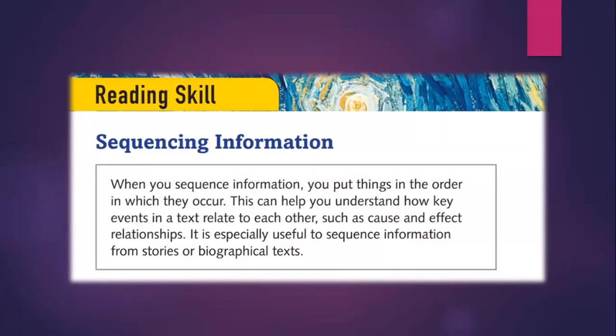It's how you can organize these events, and then you follow the sequence, such as cause and effect in some cases. It is especially useful to sequence information from stories like this one, like Van Gogh's, or sometimes biographical texts. You can use it all the time, especially when you find stories in biographical texts. This is a good skill which you can apply, okay? So let's get into the topic, as I told you.